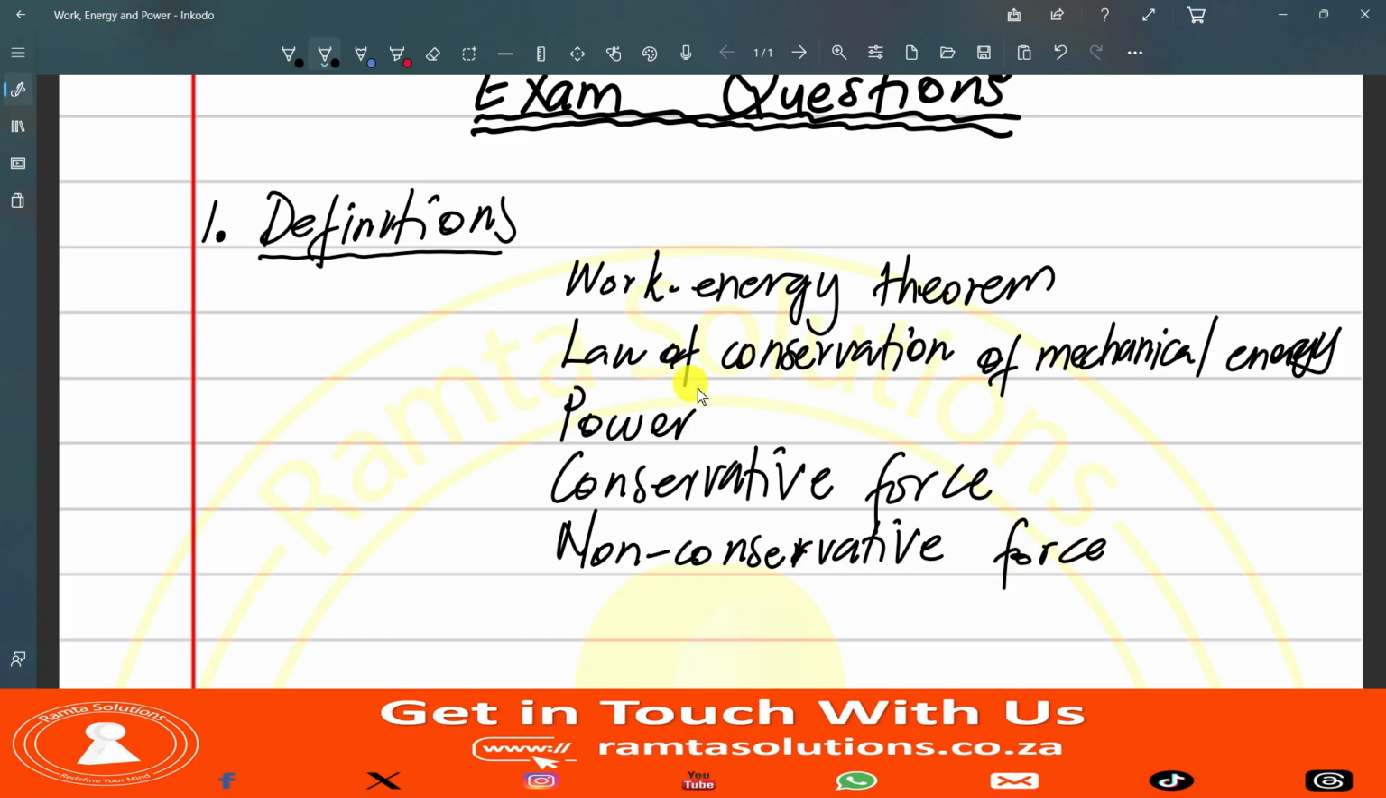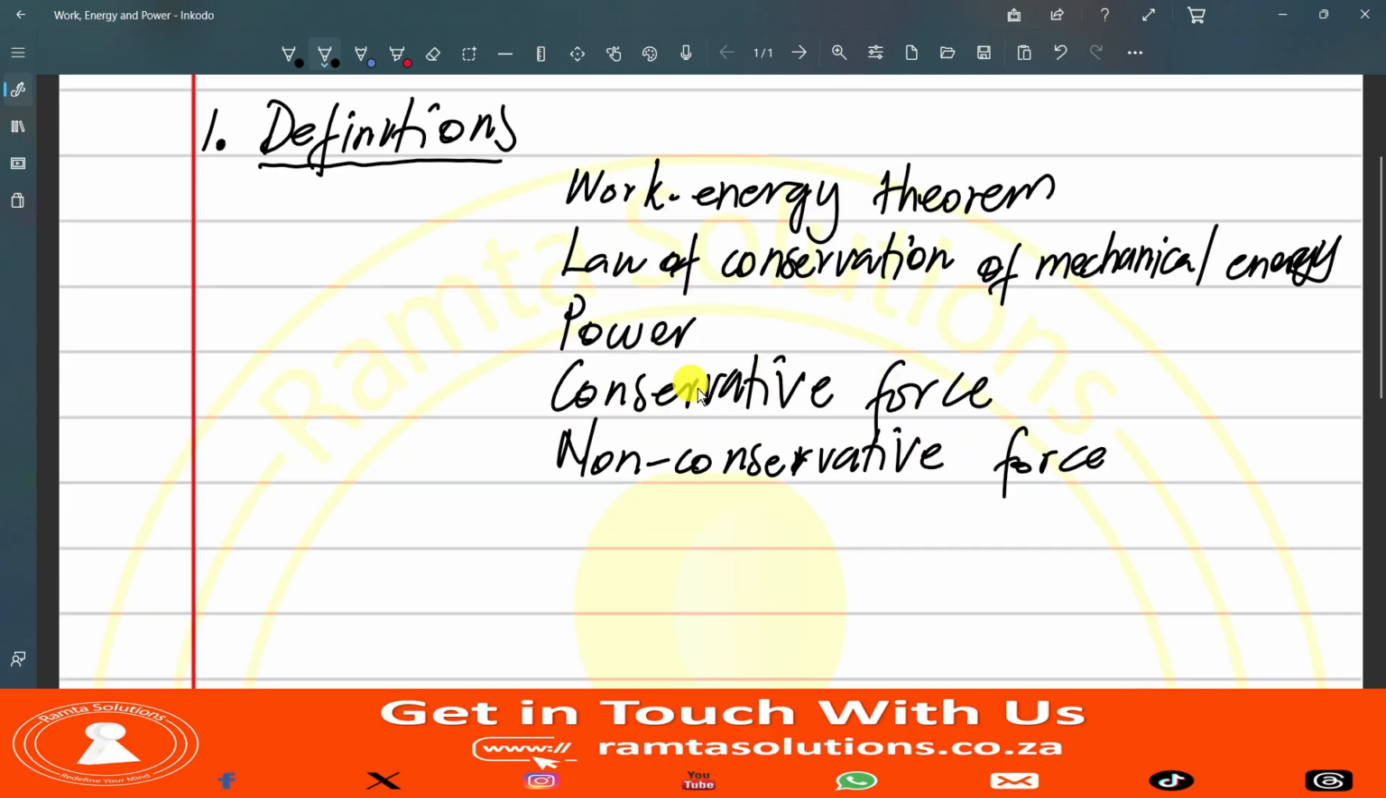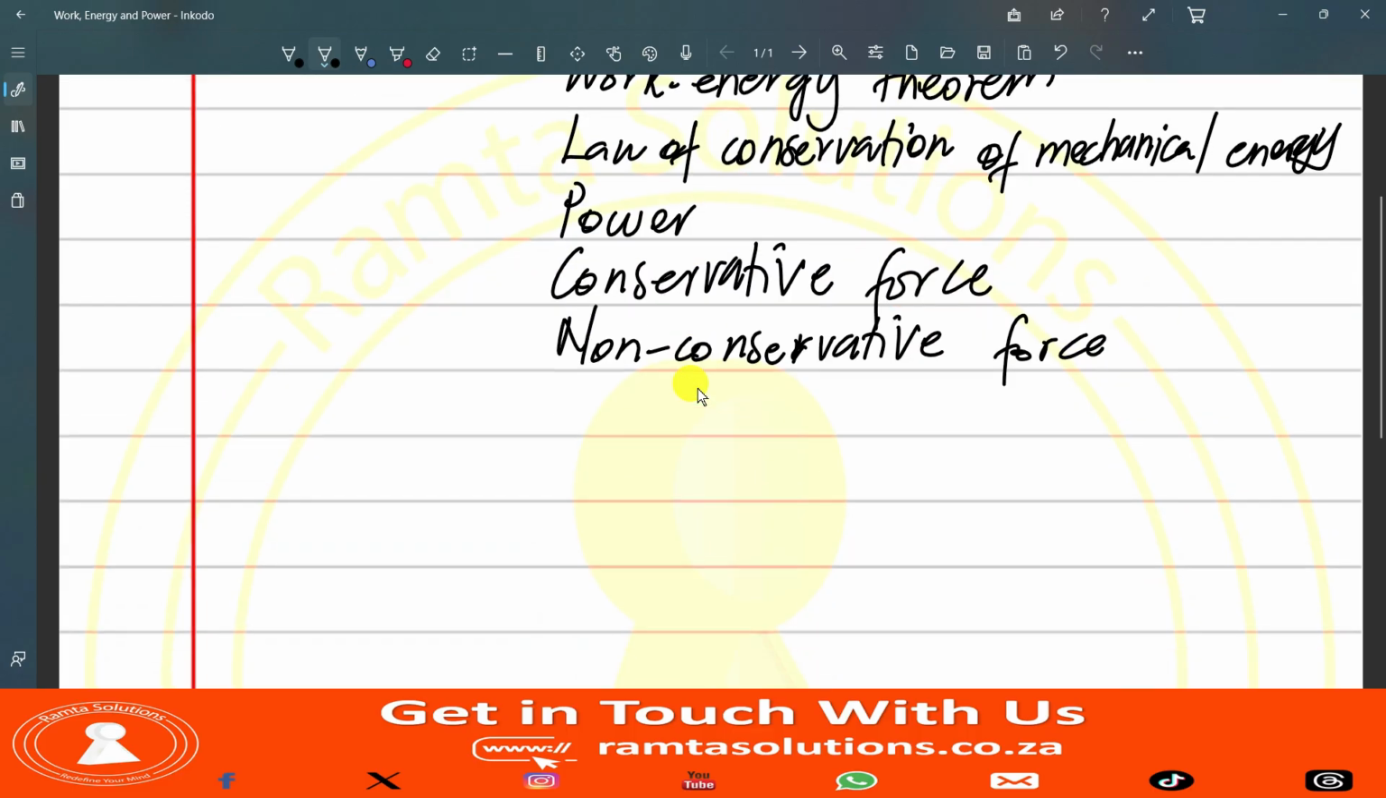These are not the only definitions there is to know in this particular topic. There's a lot of them, but knowing these, you are good to go. Now, the second part will be the calculations. What do you need to know for your calculations?